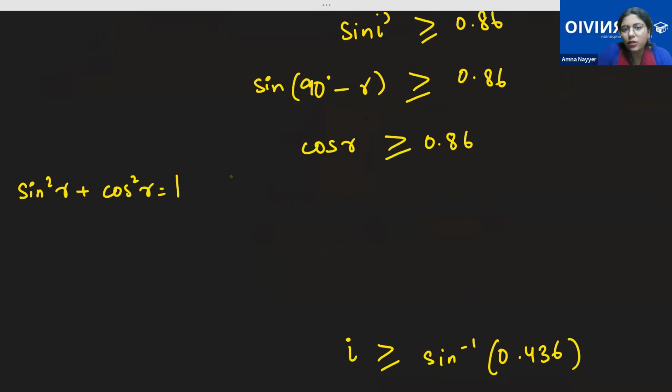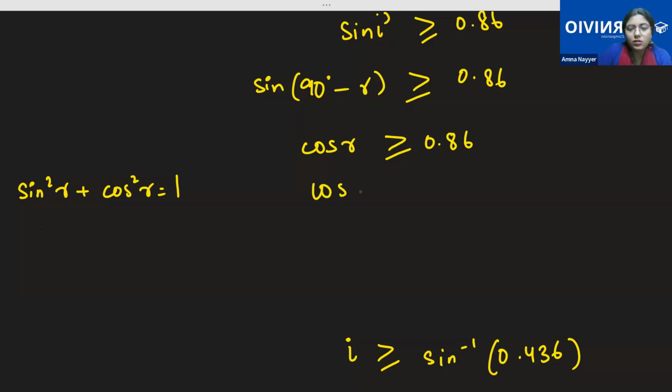From here you can't get sin R directly. But if you convert it into cos R and then use this, then you can get sin R, like the previous question we've done. That's what I was saying initially also: questions are tough, but they have a similar pattern. I've been using the same thing in this question as well. So this will be cos R is greater than 0.86.